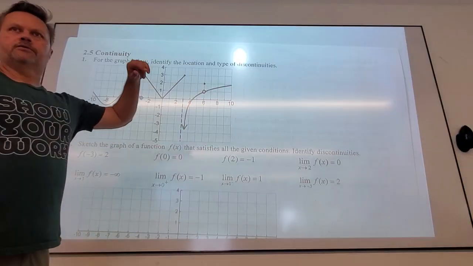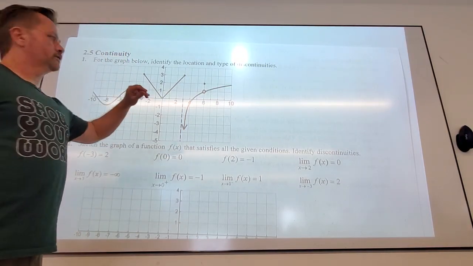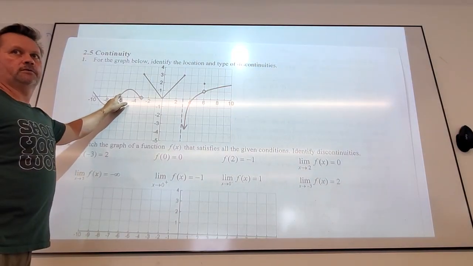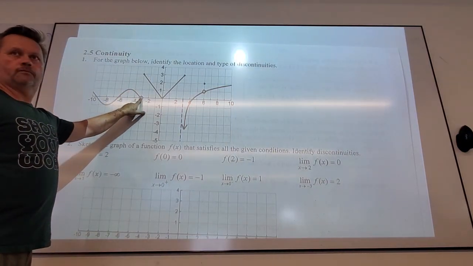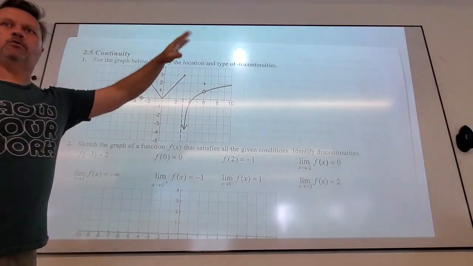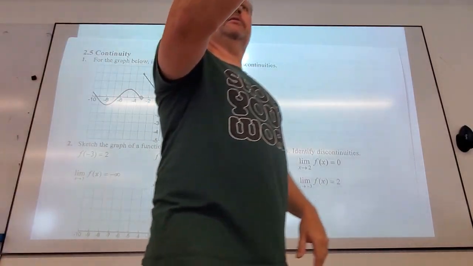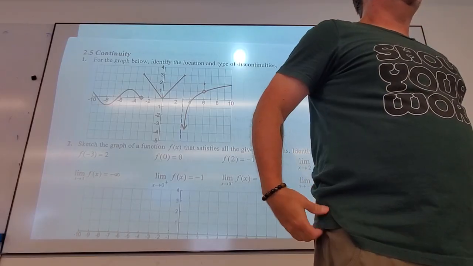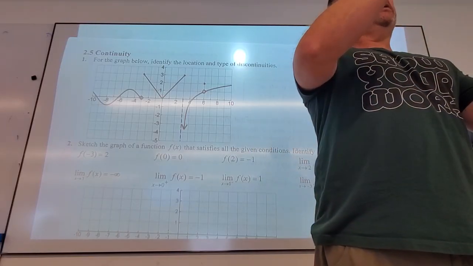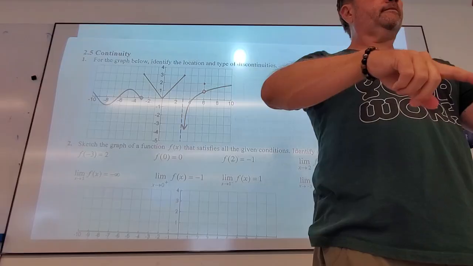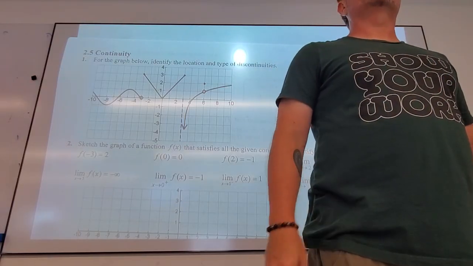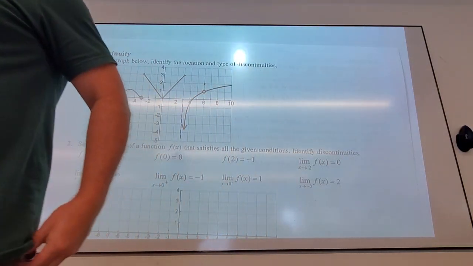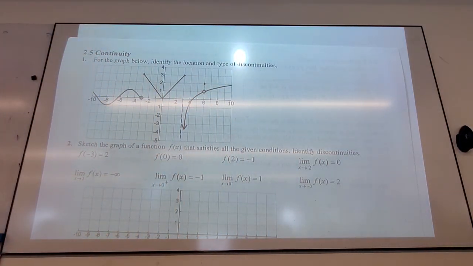So where are there issues on this graph? There's no issues here, I'm going along nice and smooth. Where's the first place I hit an issue? Jess, can you identify where those issues are? It's at -3. And at that point, what type of discontinuity is it? Is it jump? Is it removable? Is it infinite? If it literally jumps from that to the next, it's a jump discontinuity.